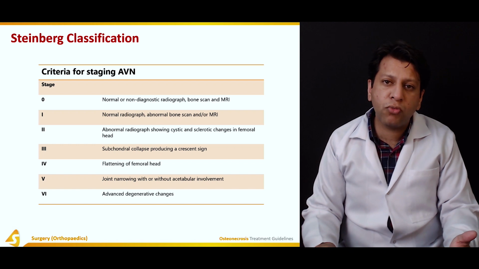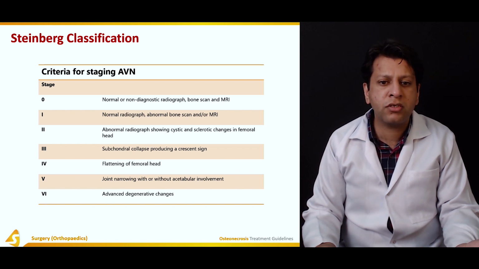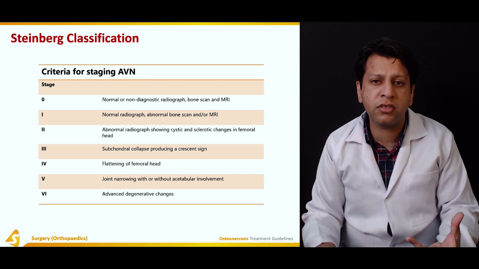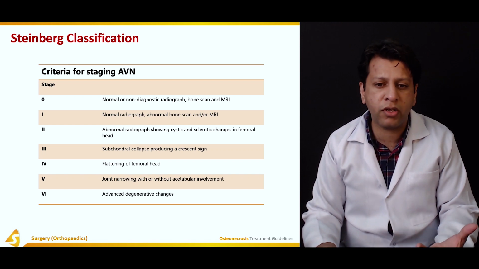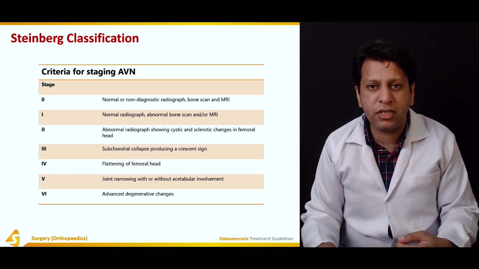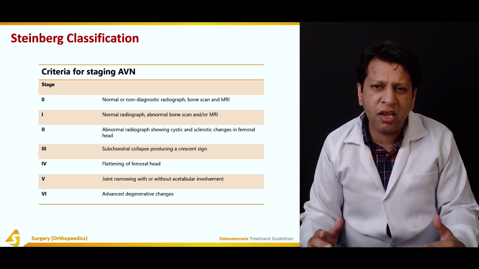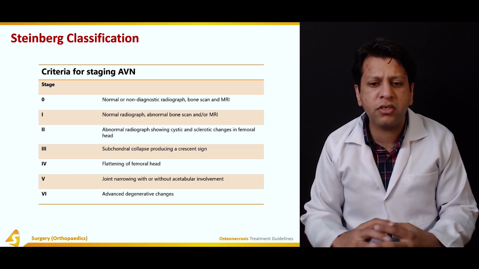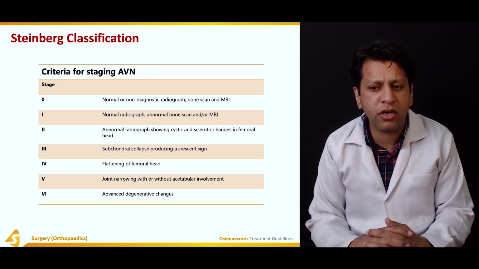Now, Steinberg modified the Ficat classification, but the most commonly used classification clinically is still Ficat, as it is very easy to remember and very easy to apply. But Steinberg slightly modified the Ficat classification. Stage 0 was normal or non-diagnostic radiograph.